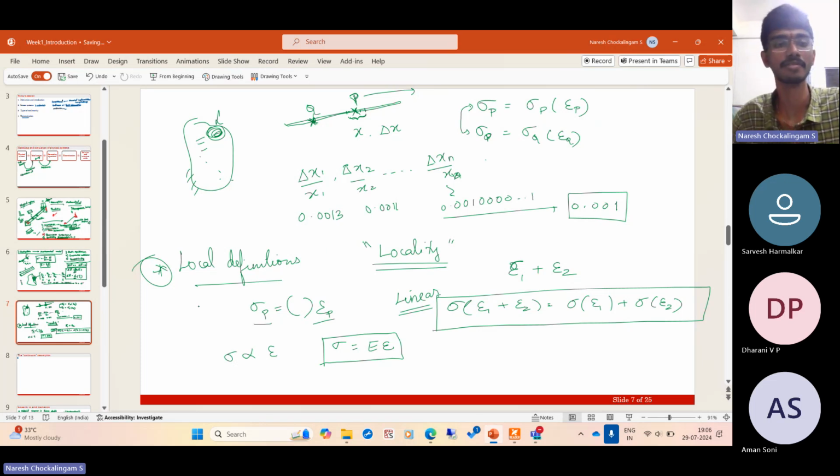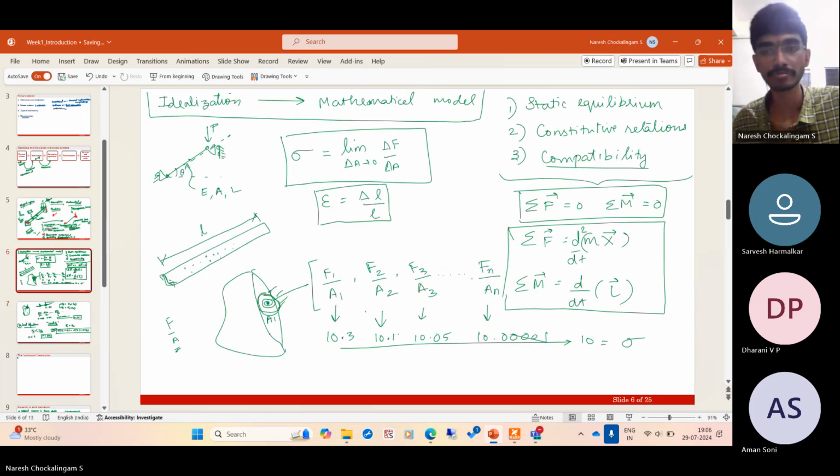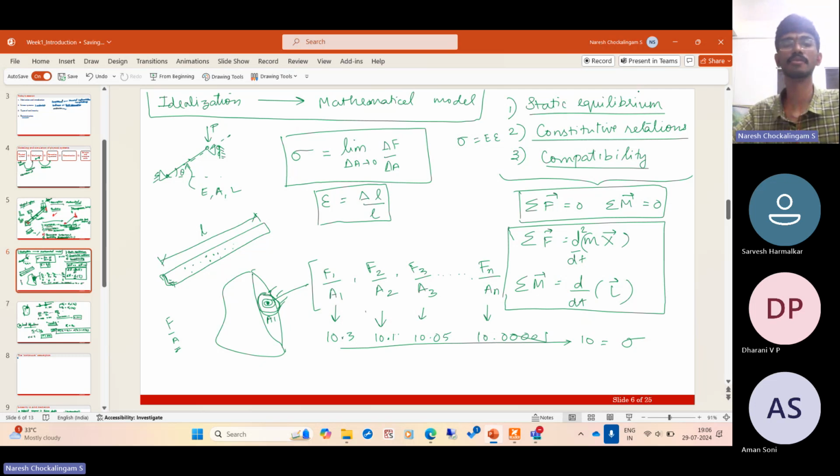That is what we have considered. Now, we have fixed the constitutive relation, which is sigma is equal to E times epsilon. Static equilibrium is quite straightforward; we don't have to write that down. And compatibility, we just have to make sure that the resulting displacement at point B is only downwards, and point A is fixed.